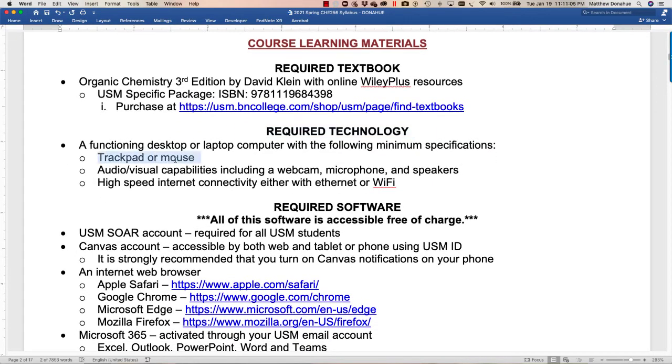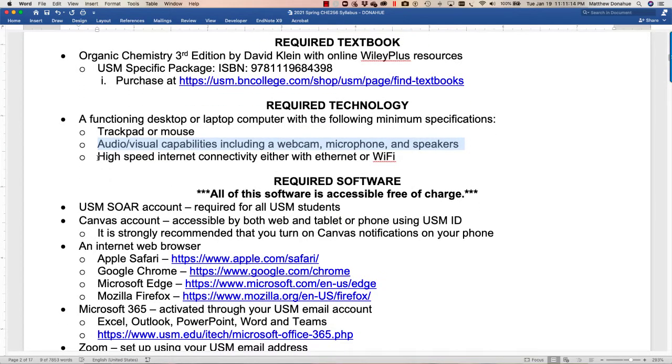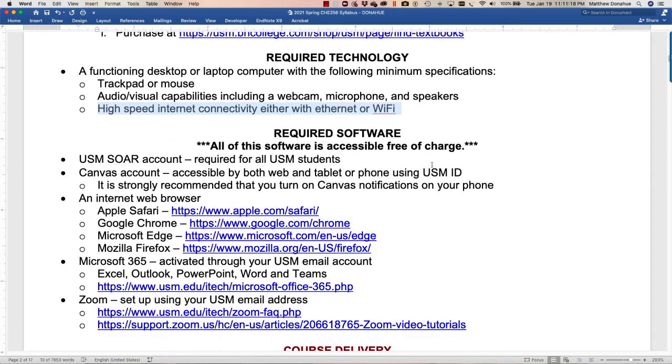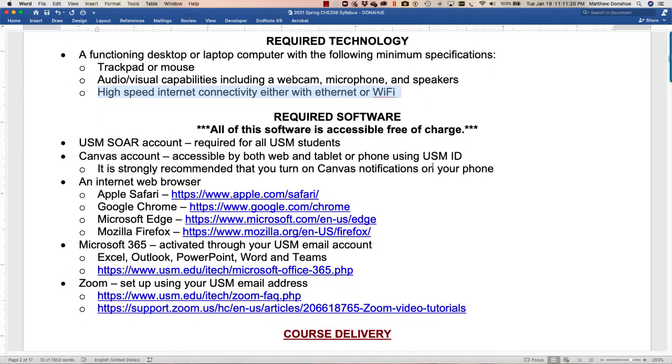It has to have a trackpad or mouse, audio-visual capabilities, webcam, microphone, and speakers if you do schedule office hours with me. And you definitely want to have a reliable internet source, especially when you take the exam, since they're only open for a short period of time.